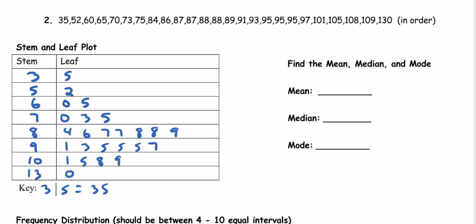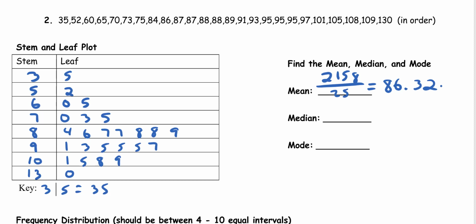The first thing I'm going to do is find the mean. Again, there's no calculator, but I'm just going to do it here. If I add all those numbers up, I get 2,158 over 25, since there are 25 numbers. So my mean is 86.32.